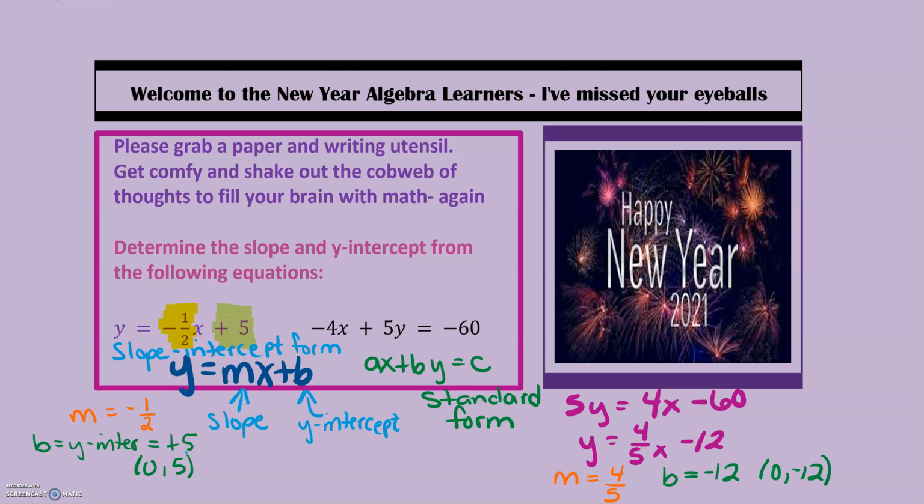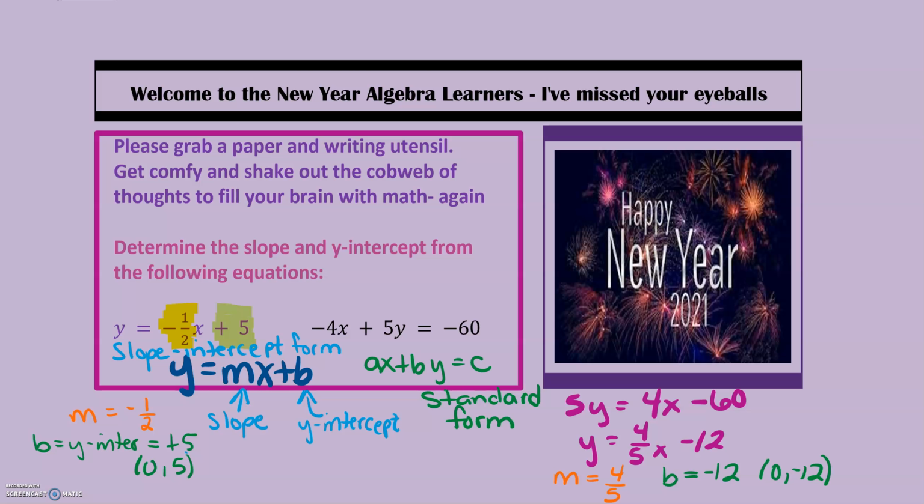The next equation, -4x plus 5y equals -60, that's in our standard form, that ax plus by equals c, and we cannot graph from that form. We also cannot determine the slope and the y-intercept from that form. So we need to solve for y in order to do that. And you can see that in the maroon color, I went ahead and did that for you.